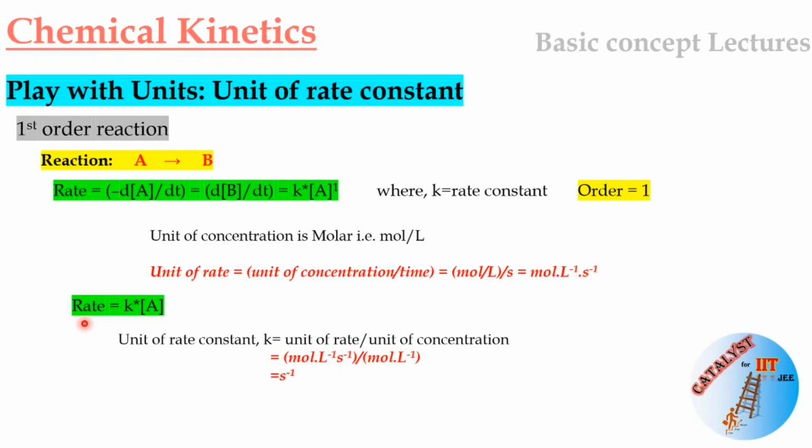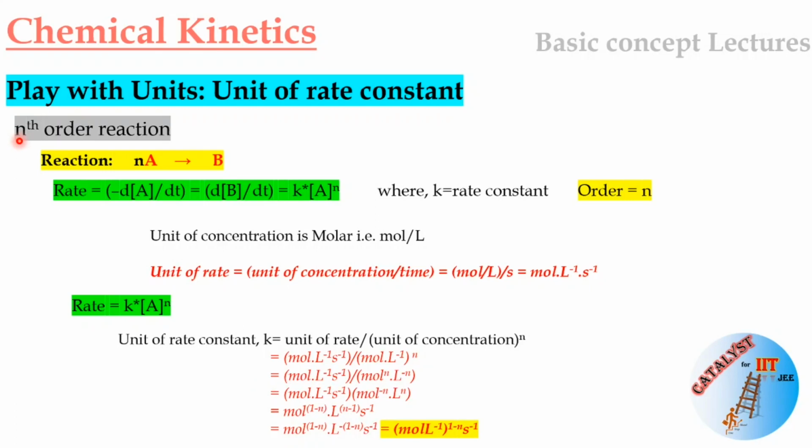Now we also know that rate is k[A], where k is the rate constant. Now what is the unit of the rate constant? The unit of the rate constant is equal to the unit of rate divided by the unit of concentration, right? The unit of rate, as we found, is mole liter inverse second inverse, and the unit of concentration is mole liter inverse. So the mole liter inverse gets cancelled out and we get only second inverse. So for a first order reaction, the unit of the rate constant is second inverse.